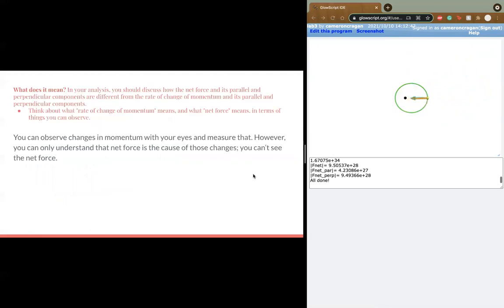And what does this mean? In your analysis, you should discuss how the net force and its parallel and perpendicular components are different from the rate of change of momentum and its parallel and perpendicular components. Think about what the rate of change of momentum means and what net force means in terms of things you consider. So basically this means that you can observe changes in momentum with your eyes and measure that. However, you can only understand that net force is the cause of those changes. You can't actually see the net force. So when you look at the model, you don't actually see the net forces. You can only see the changes in momentum.